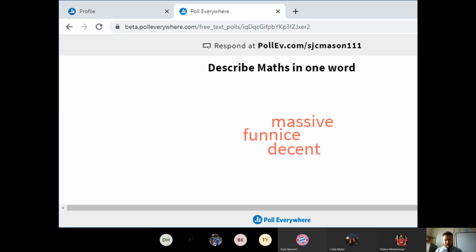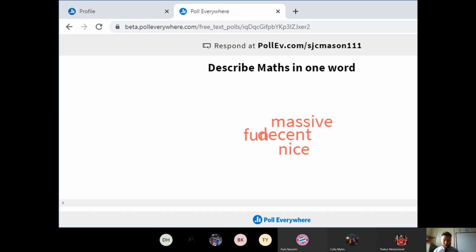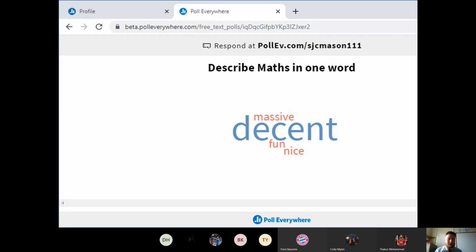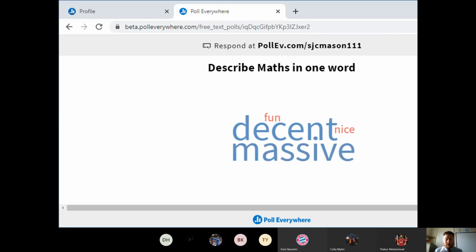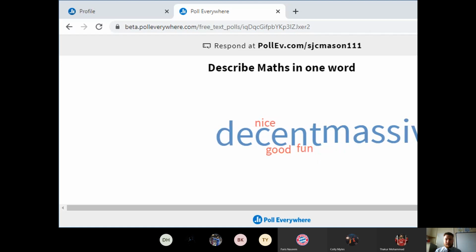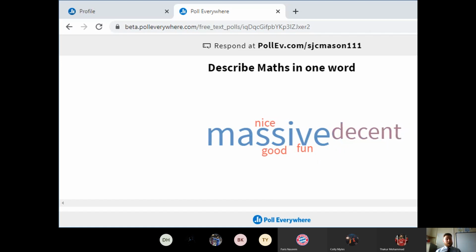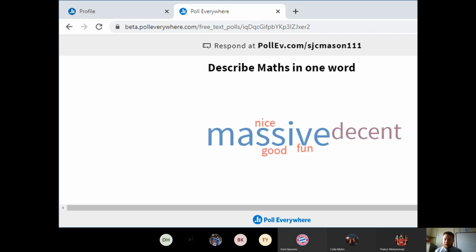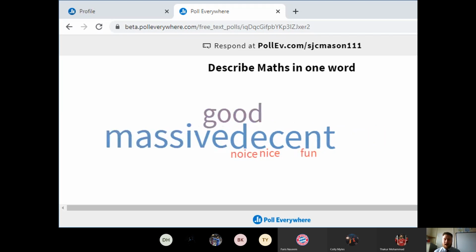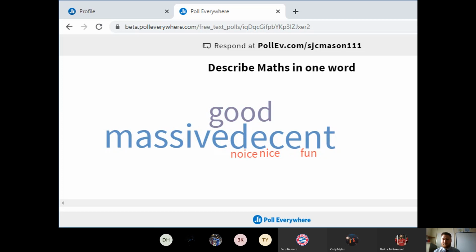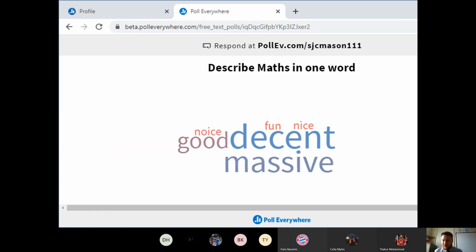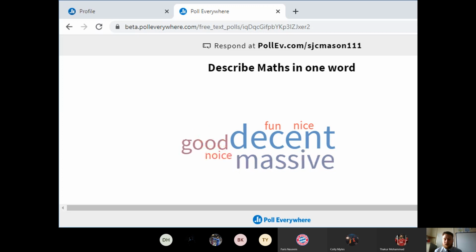So I will leave that for a second there, and it's going to stay there for the lesson. There we go. Someone else said decent again, and that's just appeared slightly larger. It's going to stay there, and we can come back to it at the end. You can respond as many times as you like. You can say the same thing over and over again if you want, or you can say different things. I don't mind at all. And it will all start to come through. So we can see people starting to put the same responses again. Massive, decent, noise. Very good. So I'm going to leave that on, and we will come back to it at the end of the lesson.